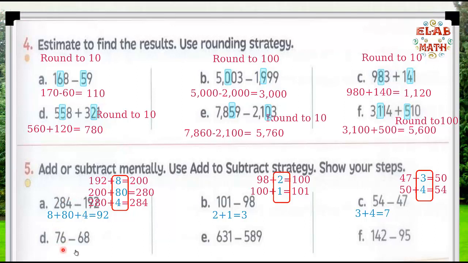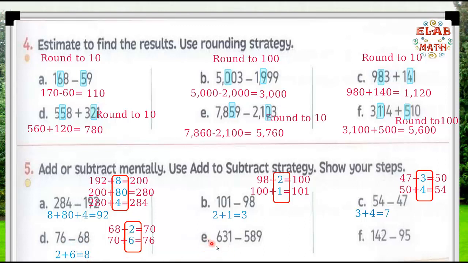Letter D, 76 minus 68. The smallest number, or subtrahend, is 68. Count after 68. We need 2 to be 70 like this number. Add 2. Take 70 and see the first number, 76. We need to add 6 to 70 to be like this number. 70 plus 6 equals 76. Take 2 plus 6 to find the difference. 2 plus 6 is 8. 8 is the difference between the two numbers, or 8 is the result.